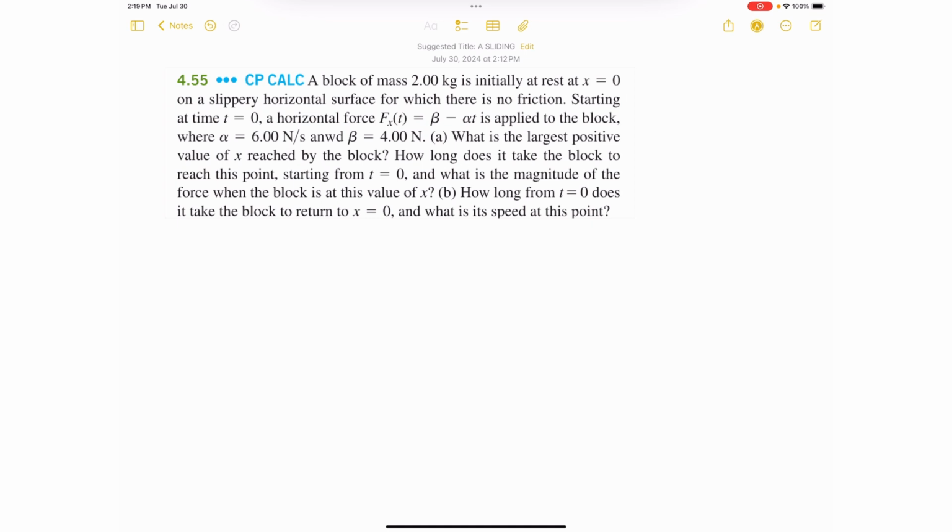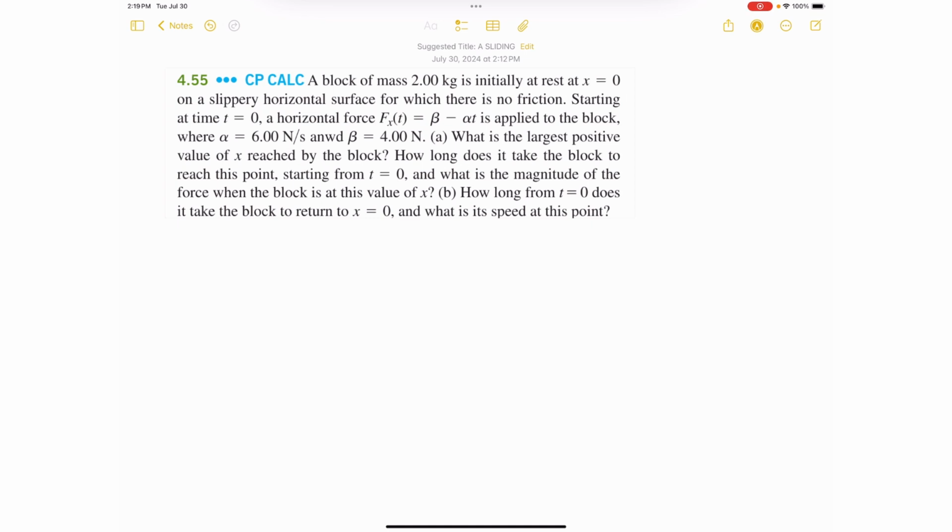Now there is a part B. We're not going to do part B, we're just going to do part A. Once you've done the first part of this problem, the second part is pretty easy. So we're just going to focus on the force, how far the object went, and how long it took to get there.